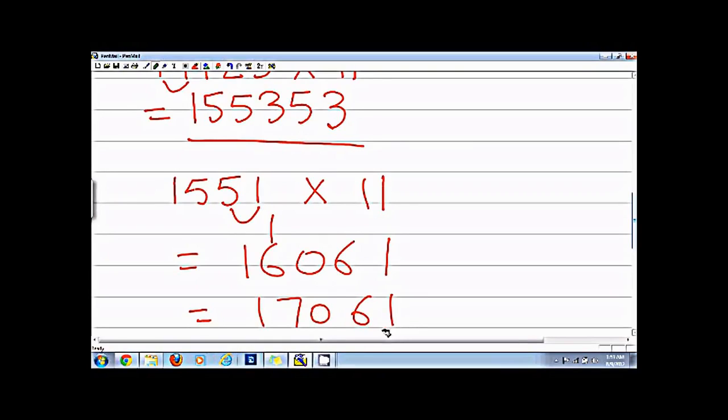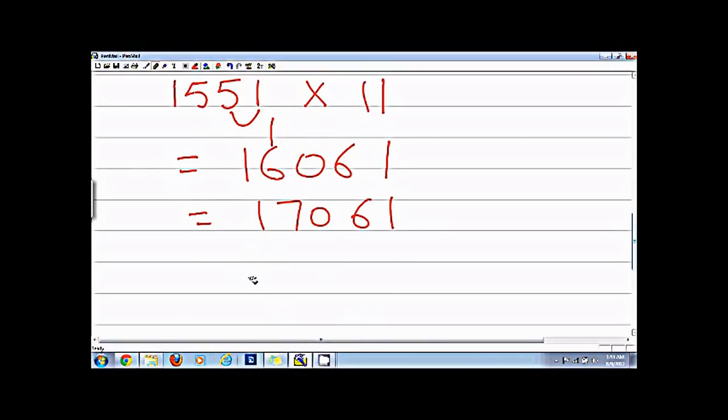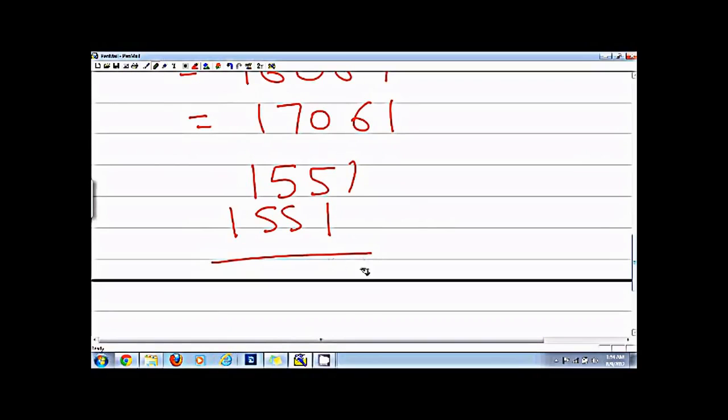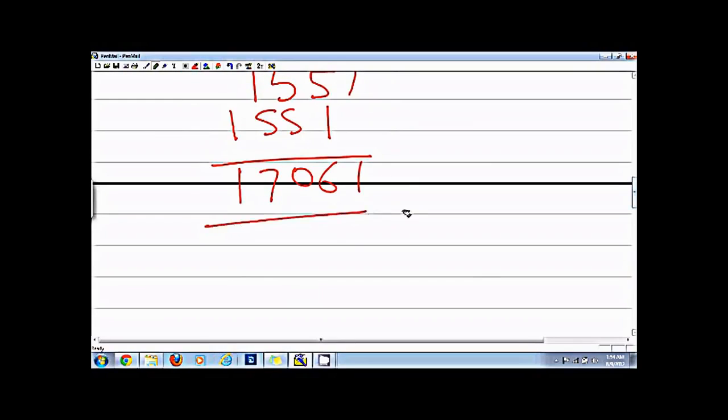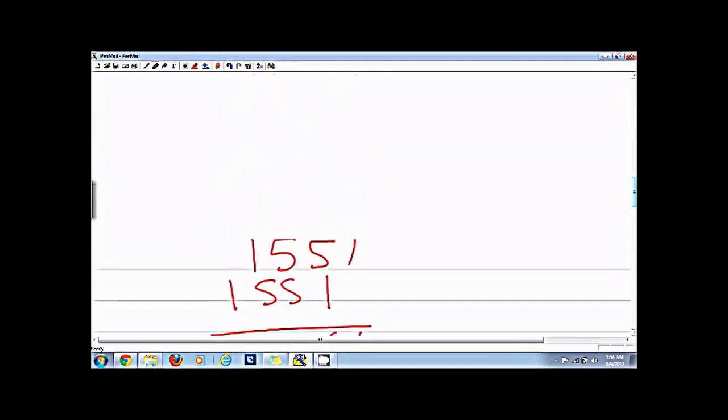Let's try to do it again. We say 1551 and then 1551. If I add them together, that will be equal to 1, 6, 10, 1, and with the carry on, it will be 17, 1. So see, the answer is the same. If you take the carry on, it becomes a little trickier, but you can still use the same approach.